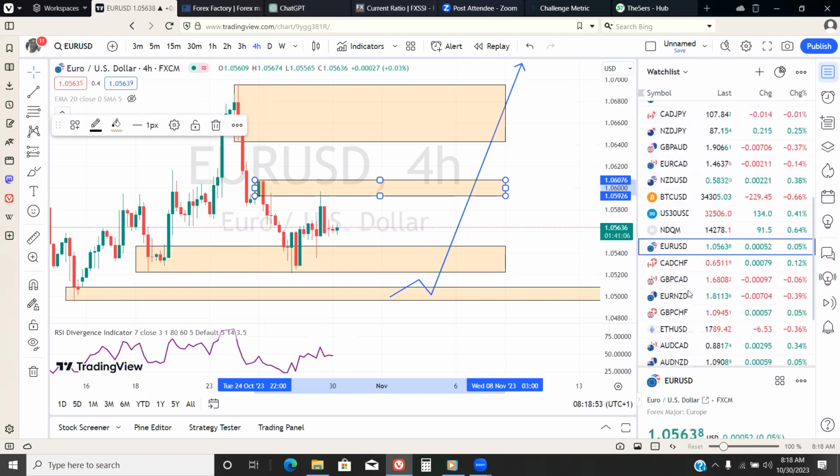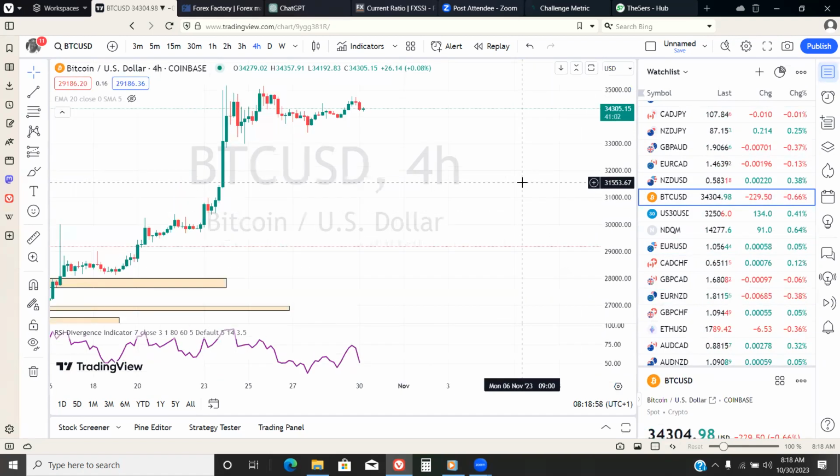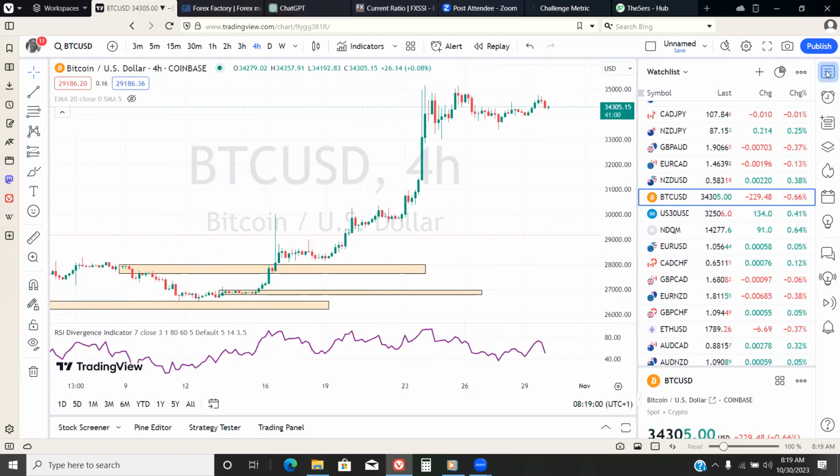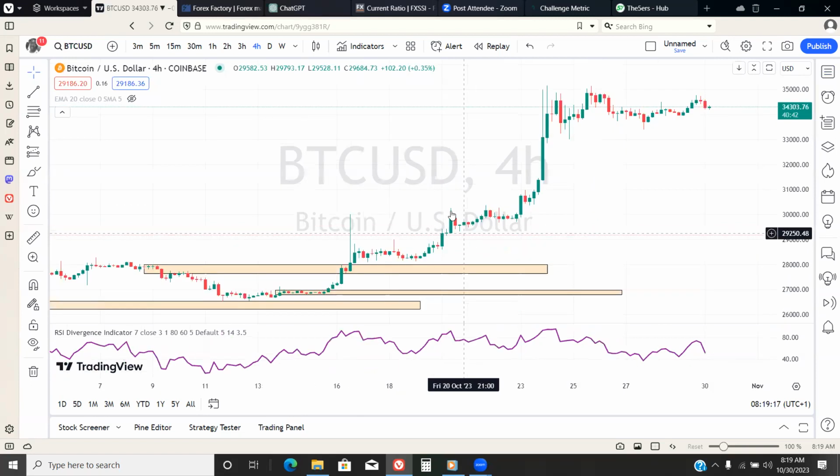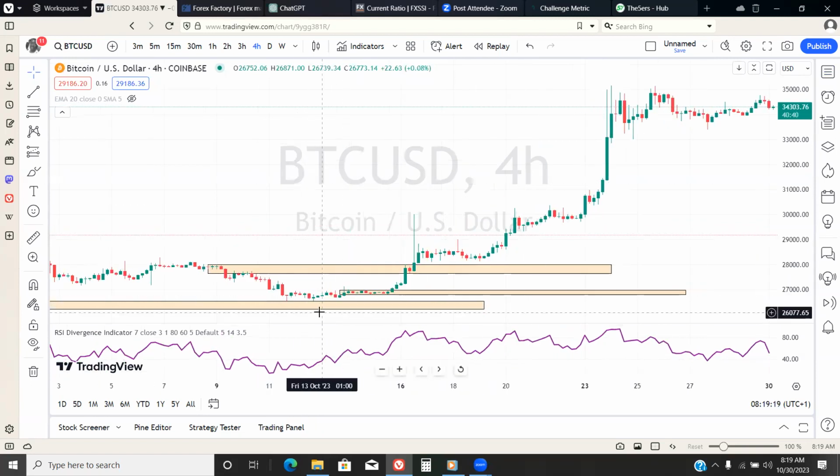Let's look at BTC USD. I can remember I gave out this trade on BTC USD, and I told us that I'm expecting a buy, that this market will come to this market maker footprint at this region. And when the market comes here, I'm expecting a buy to this region.